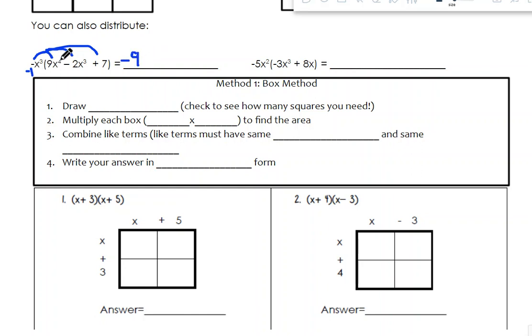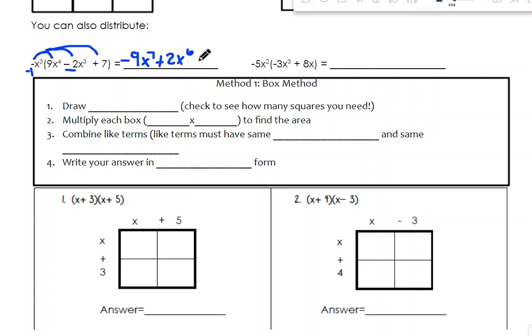X to the third times x to the fourth would be x to the seventh. Negative 1 times a negative 2, that sign in front tells me that's a negative 2. A negative times a negative is a positive. 1 times 2 is 2. X to the third times x to the third would be x to the sixth.